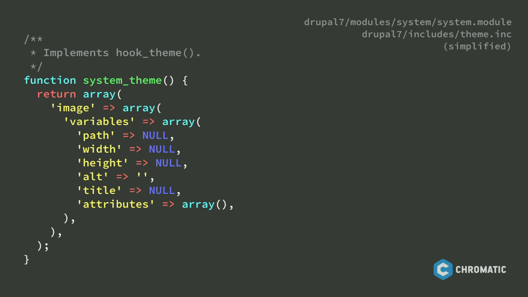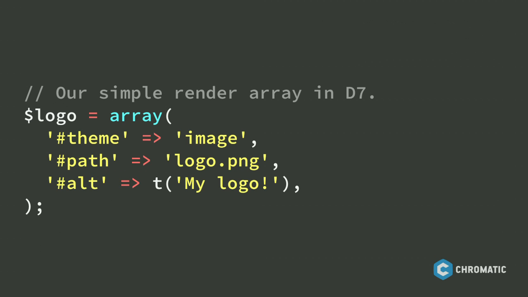Now, in that same implementation of hook theme within the system module, our image theme hook used in our previous examples is also defined. But this looks a little bit different. It looks a little different than the HTML and page examples, because here we're defining a list of variables that can be used with this theme hook and the default values they're going to use if we don't give them an explicit value ourselves. Two of those variables are the path and the alt variables, which are what we used in our previous example. So we're starting to connect the dots here.